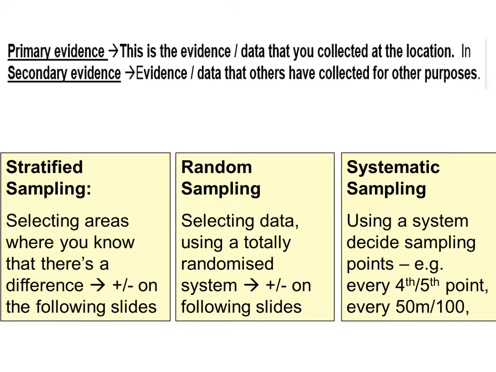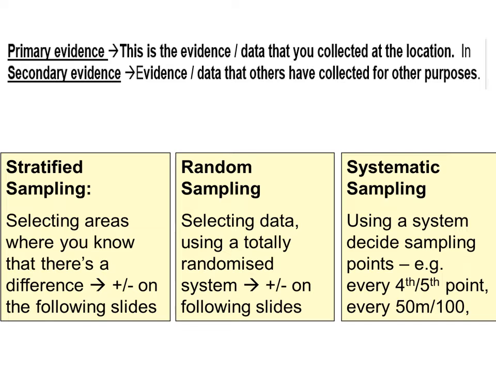Now at the bottom here we've got the different sampling techniques. Students who take statistics will be familiar with these. So we have stratified sampling, random sampling and systematic sampling. So what is this about? This is about you cannot test every single piece of data.